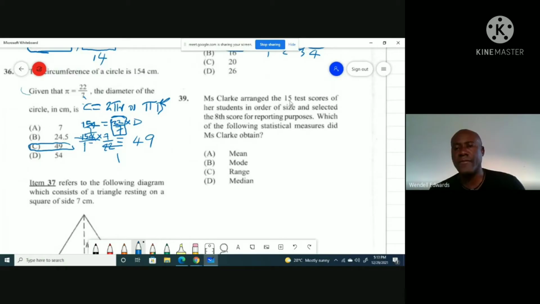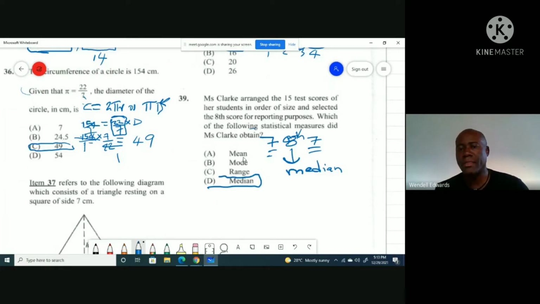Arrange the 15 test scores in order of size, and select the 8th score. So 15 and the 8th score. So that means, let's just quickly check this. We would have 7 in front. This is the 8th score, and then we'll have another 7 more after that. Total of 15. So this one is actually the middle one, which is the median. So this score that she selected would be the median.